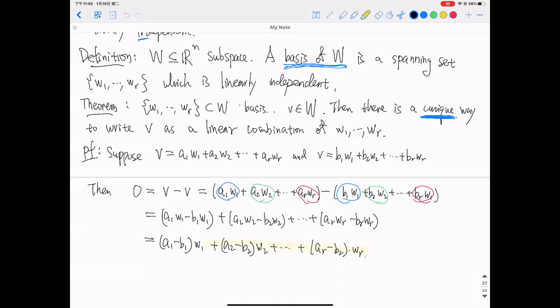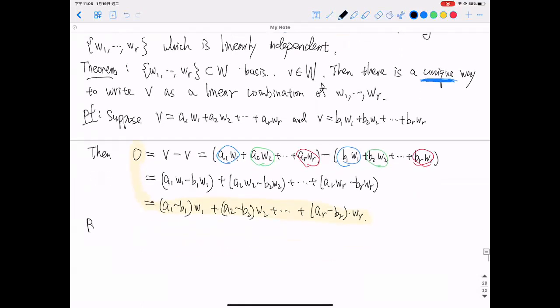Over here, we have a linear combination of the W's, and this sequence of equality is telling us that this linear combination is equal to the zero vector. Now, because W1 through WR are linearly independent, because being a basis, that's what's required. Because these are linearly independent, the only way for their linear combination to equal zero is for the coefficients to all equal zero.